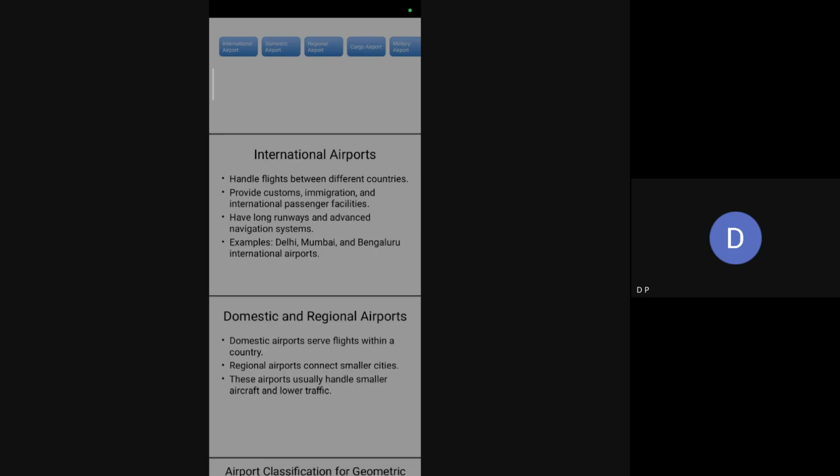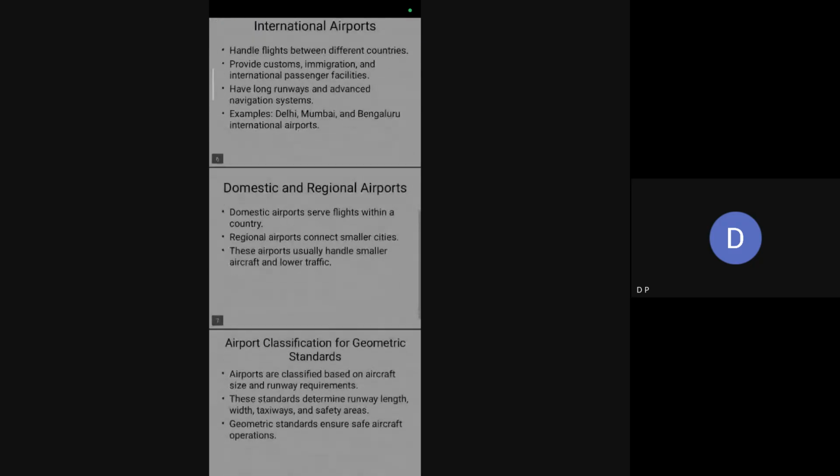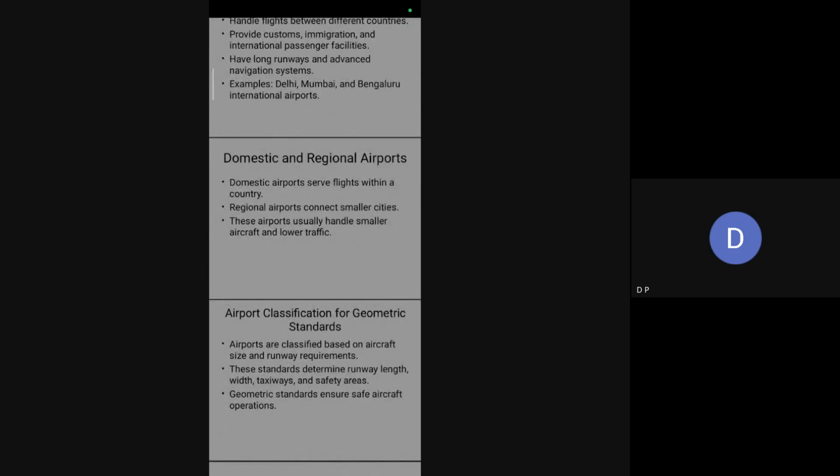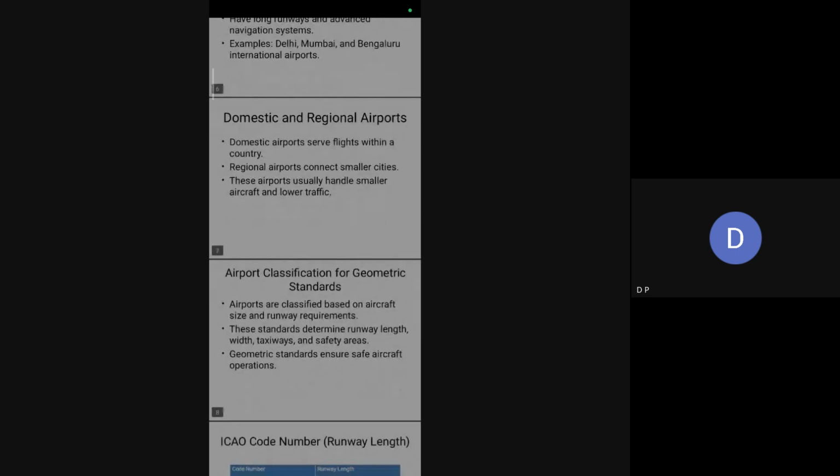They have long runways and advanced navigation systems. For example, Delhi Airport, Mumbai Airport, and Bangalore International Airport. Second, domestic and regional airport. The domestic airports handle flights within a country. Regional airports connect smaller cities, and these airports usually handle smaller aircraft and light traffic.